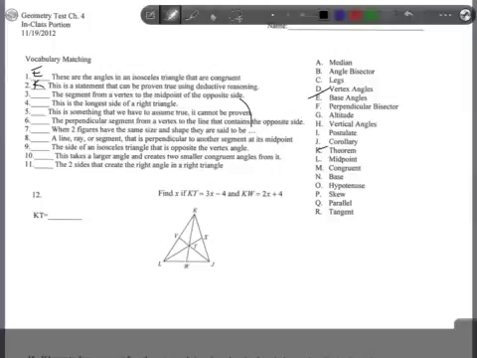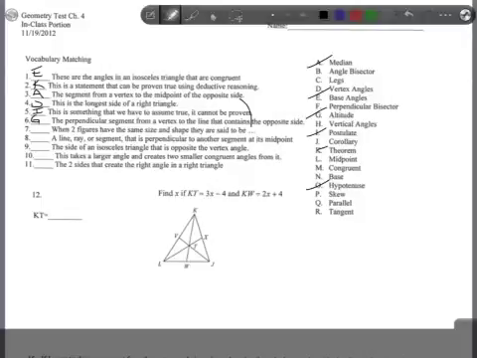The segment from a vertex to the midpoint of the opposite side, that's a median. This is the longest side of a right triangle, that's hypotenuse, which is O. This is something that we have to assume true, cannot be proven true, that's I, which is a postulate. The perpendicular segment from a vertex to a line that contains the opposite side, that is an altitude, which is G.